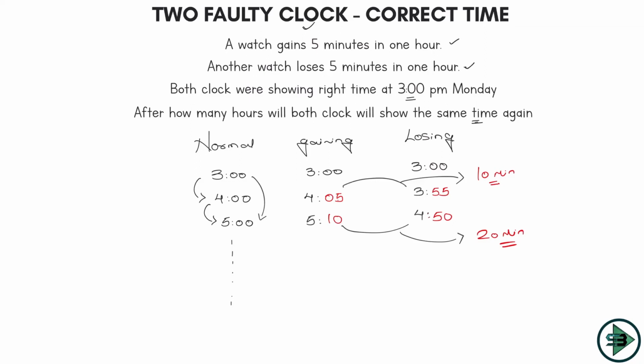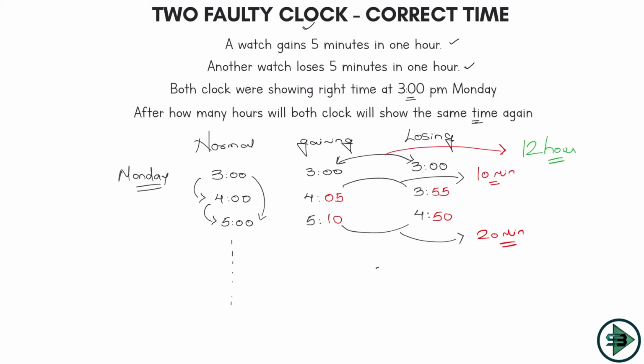So when will it happen that after 3 p.m. Monday, which was this time, both these clocks will show the same time again? For them to show the same time again, what is the difference in their timing? You have to get the difference between their timing to be equal to 12 hours, right? We have studied this. How? We saw this in the previous problem. Why do we need the difference between the timing to be 12 hours? Now, how do I get this?